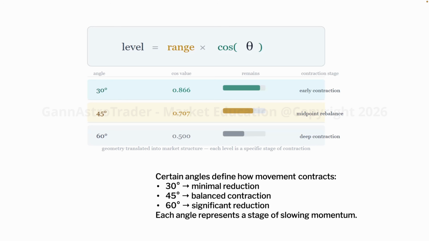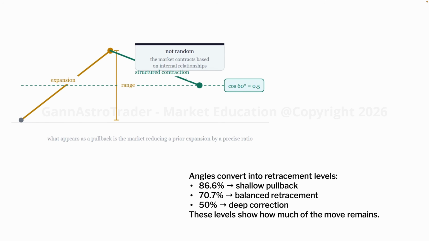At 30 degrees, most of the original move is preserved with only a slight reduction. At 45 degrees, the contraction becomes more noticeable, reflecting a balanced adjustment. At 60 degrees, the movement is reduced to half of its original size. When these angular relationships are applied to price, they translate into clear retracement levels.